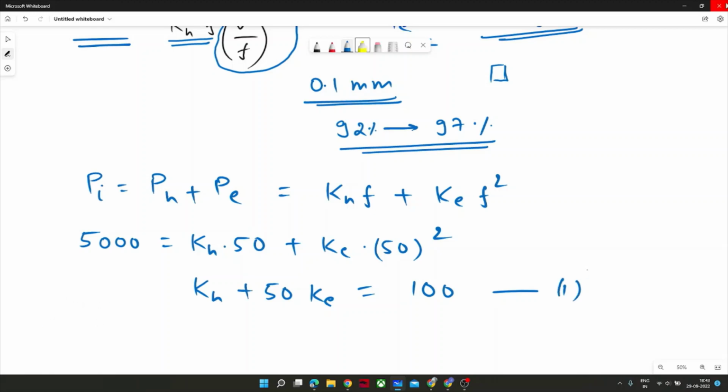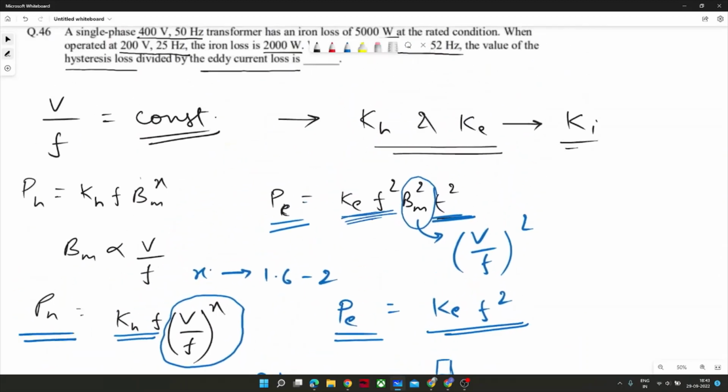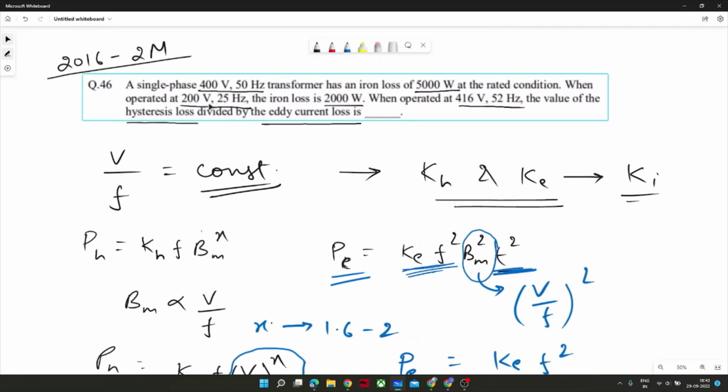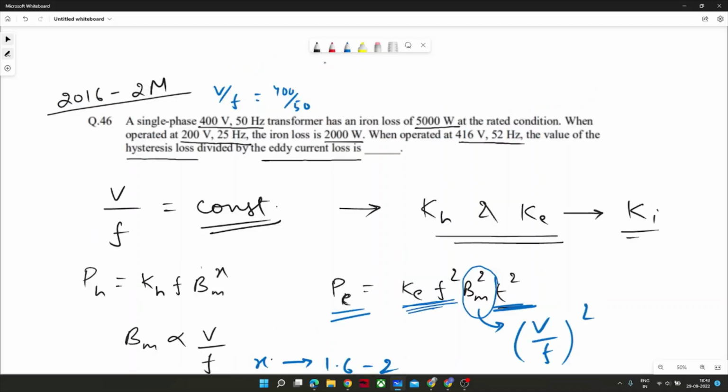Similarly, the second point is given at 25 hertz, 200 volts. You can see the V by F is constant here. That's why I am applying this direct KH F and KE F square. So 400 by 50 comes out to be 8. V by F ratio is 8. Let us check at 200 by 25, that would also come out to be 8. And at the asked operating point, 416 by 52, that would also come out to be 8. So everywhere V by F is constant.